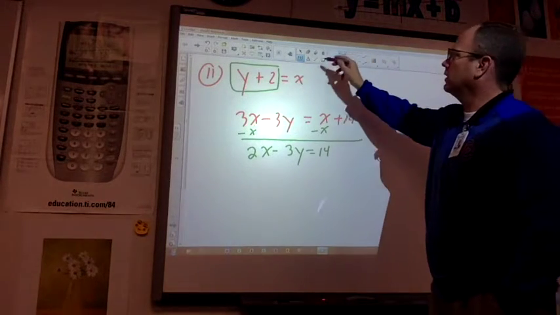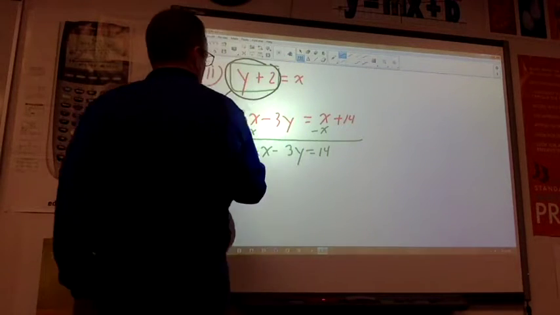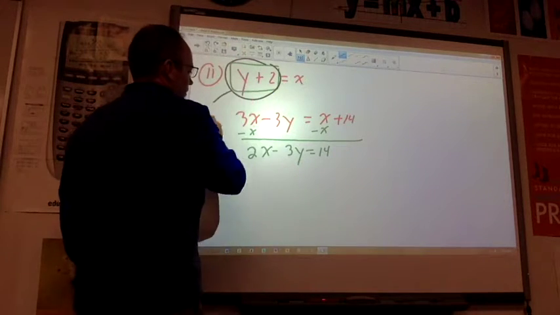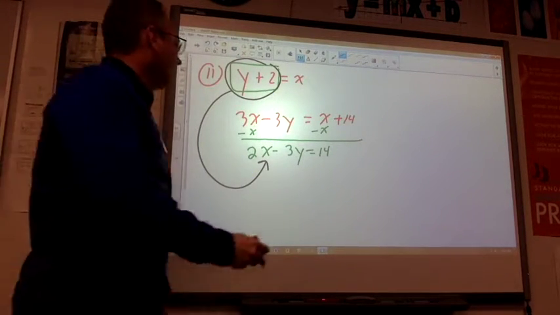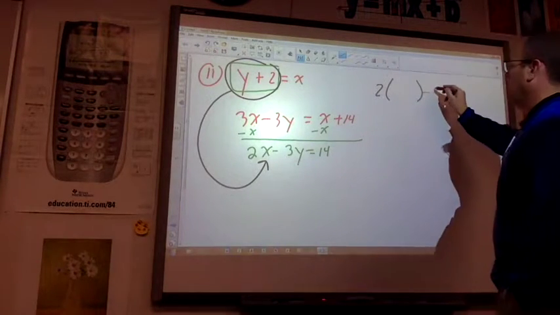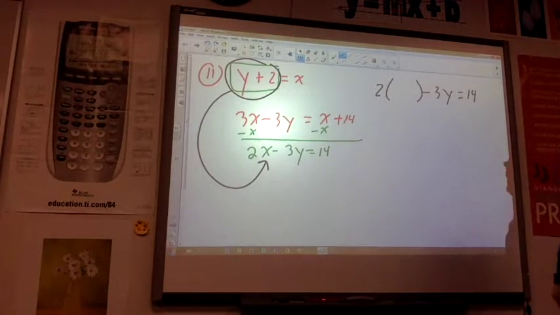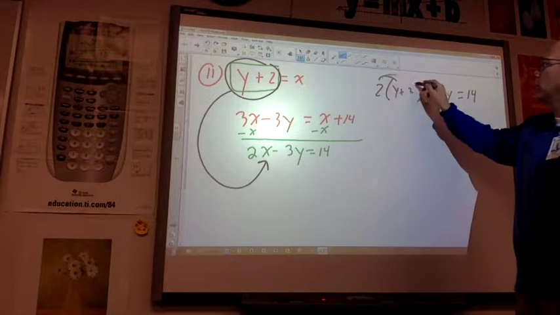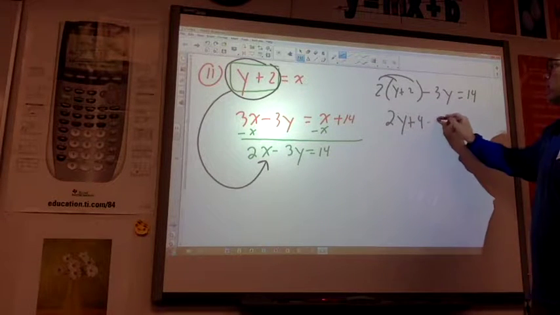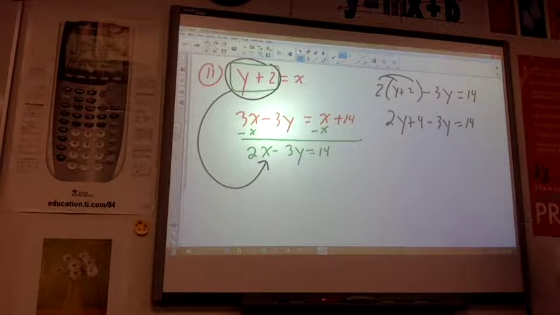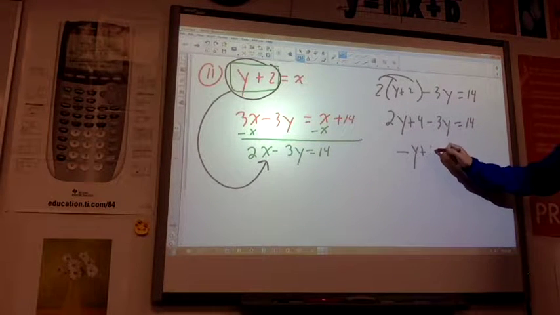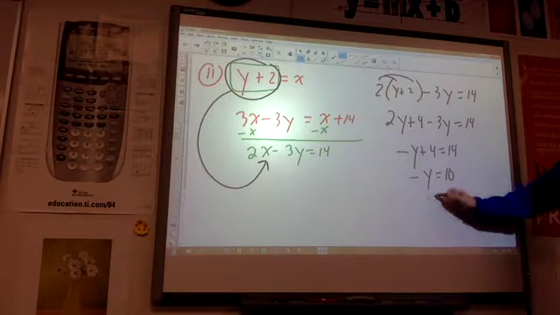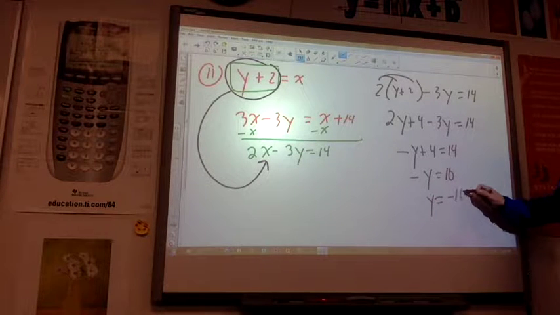Plug it in. So I'm going to take this, and I'm going to plug it in right there. So let's move that over. I have 2 parentheses minus 3y equals 14. Y plus 2 is going to go in here. That had been an x. By us doing this, it's going to break down to negative y plus 4 equals 14. Subtract 4. So I wind up with y is equal to negative 10.